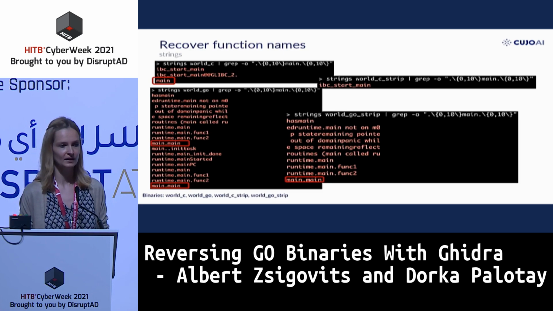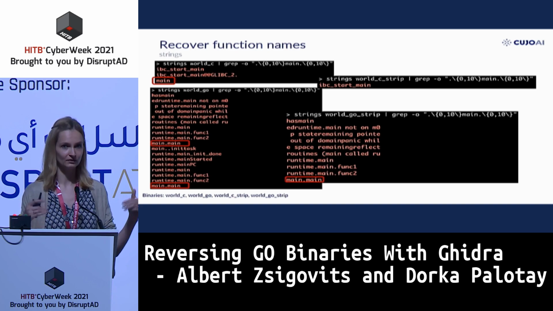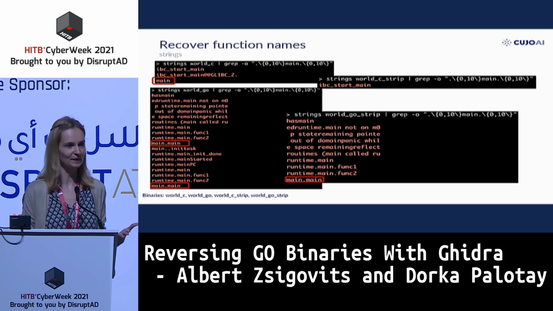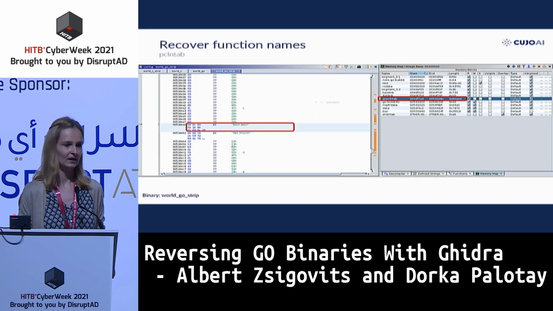The first step we did, we tried to look for the function name within the binaries. On the left side, what you can see is looking for the main function name within the unstripped version. In the case of Go, the function name that we were looking for is main.main. And on the right side, you can see we were looking for the same in the stripped versions. In C, the main string just simply disappeared from the stripped binary, but in Go, we could still see main.main, which gave us some kind of hope that we can recover it.